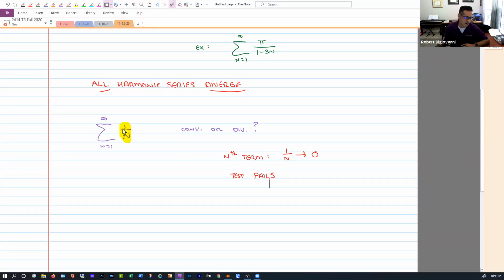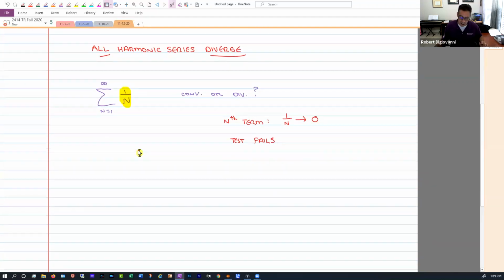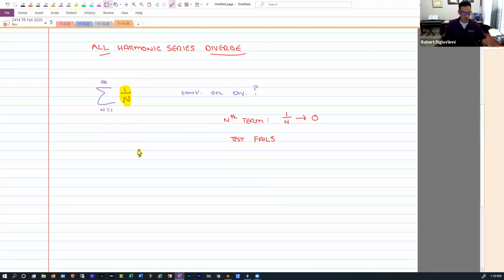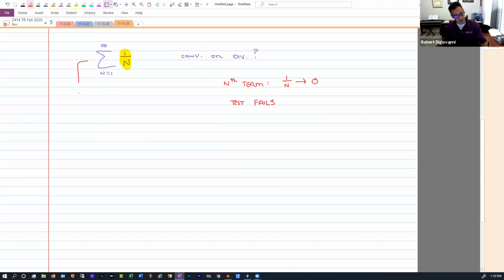So if this limit right here would go to 1, then we could say it diverged. But since it goes to 0, we're inconclusive, so we need something else. But I'm telling you it diverges, so here's how I'm going to try and convince you. Let's write this series out. I'm going to start plugging in numbers.